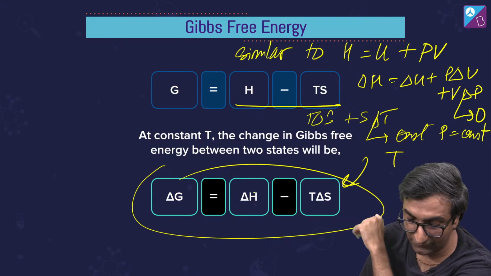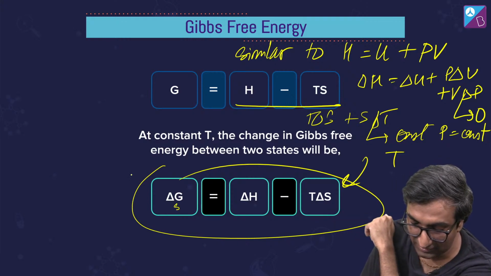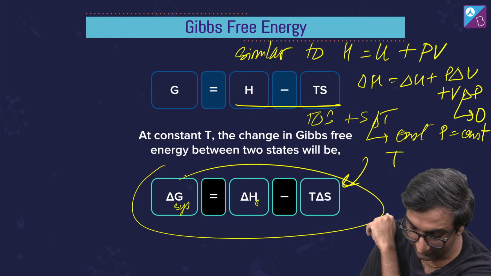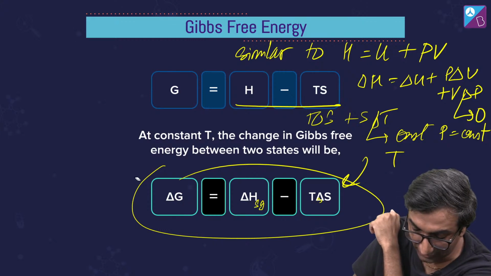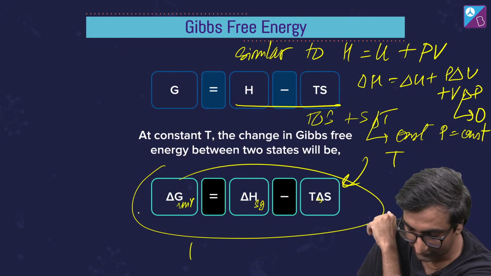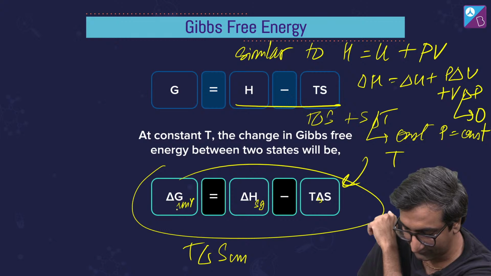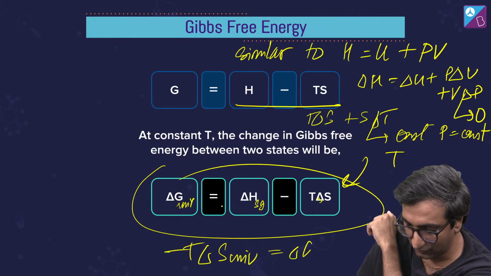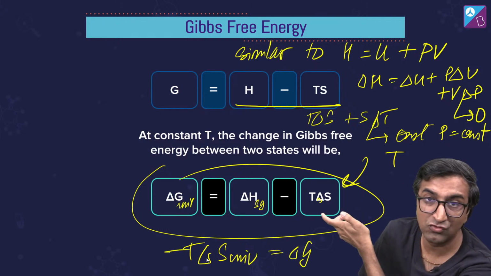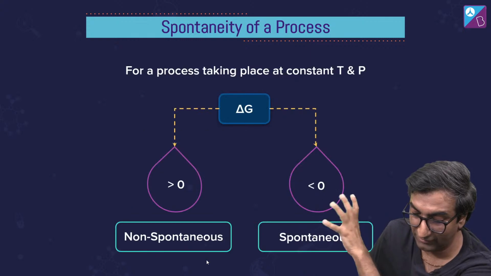Now going back to what we were talking about, ये है system की property. These are both system properties. This is the universal property, right? Because T delta S universe negative is going to be equal to delta G. So we have managed to define a universal property with a system की property.